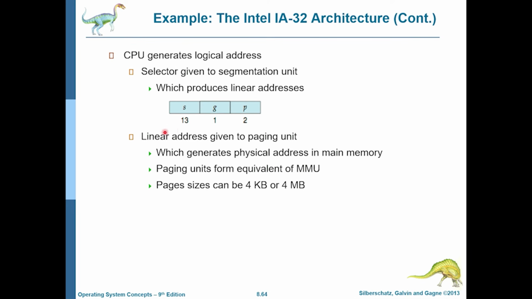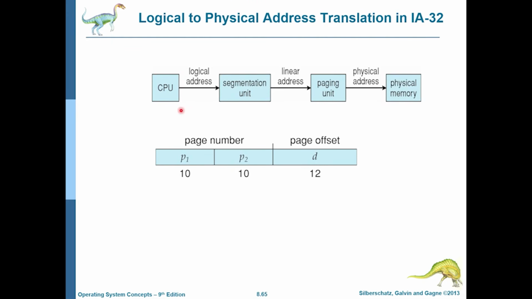That address can then go into the paging unit, and the linear address is converted to a physical address inside the paging unit. And the page sizes can be 4 KB or 4 MB in the Intel IA32 architecture. So this is how it goes. The CPU generates logical addresses, they go into the segmentation unit. The segmentation unit will look at the base address of the segment number that you have chosen. Then it will add the offset to it to give you a linear address. And we have seen how this works in the segmentation slides before.